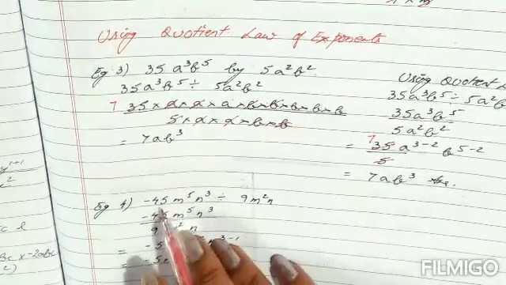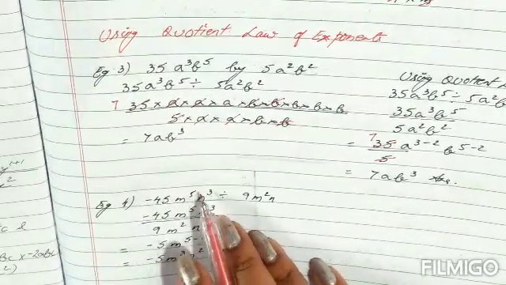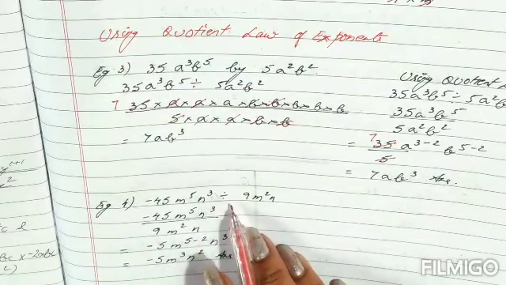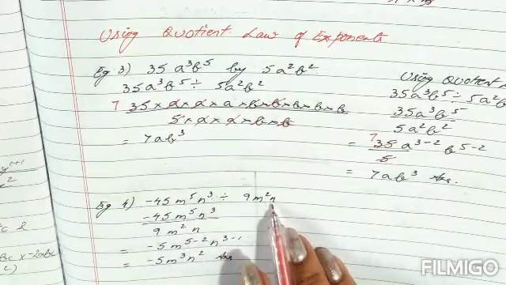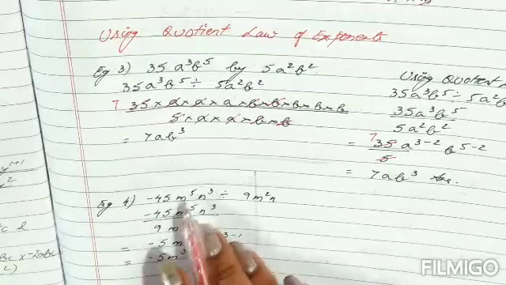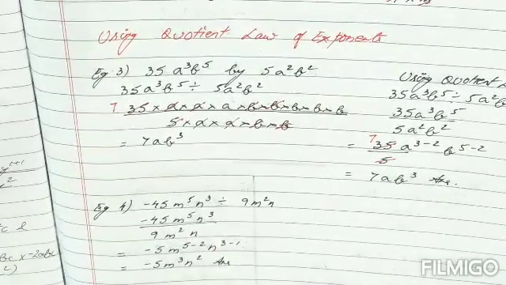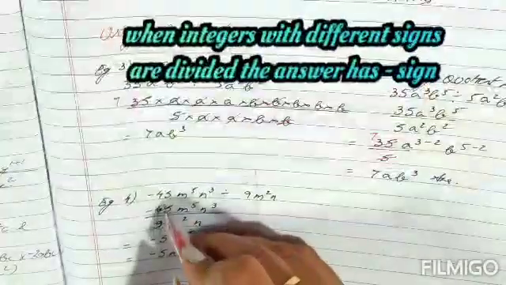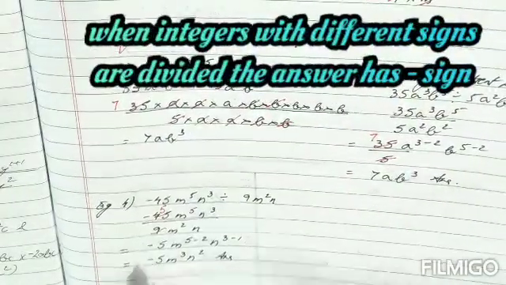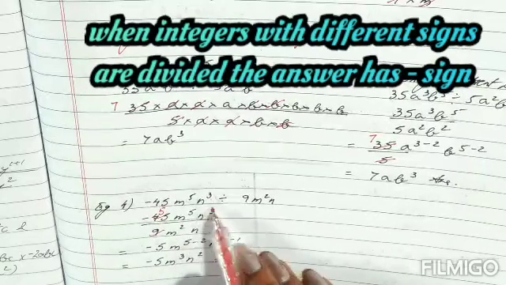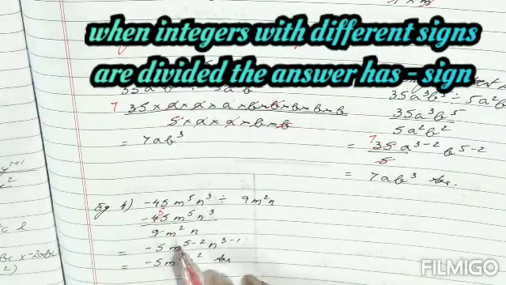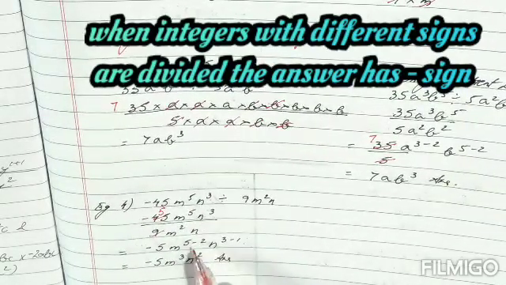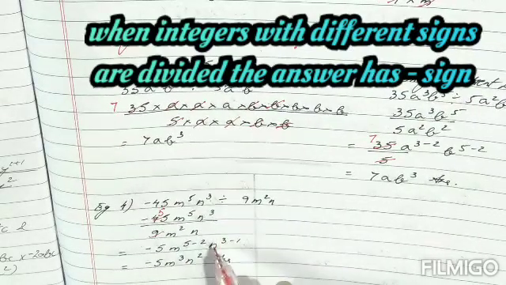See that also, children. Minus 45 m to the power 5 n to the power 3 divided by 9 m square n. Now what you will do is, you will write the numbers as we were doing it. Now again 9 and 45 can be reduced 5 times, right? And these powers according to the quotient law we are doing it. So m to the power 5 minus 2, n to the power 3 minus 1.